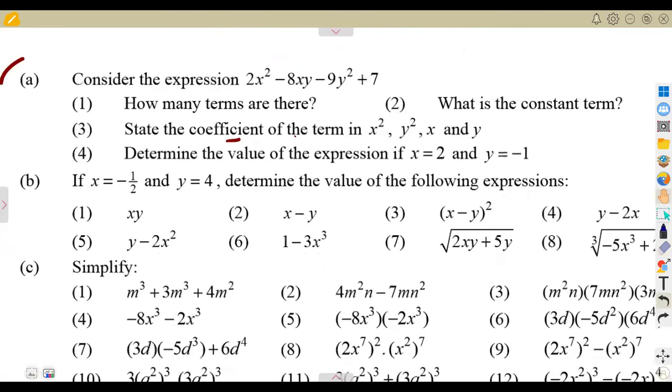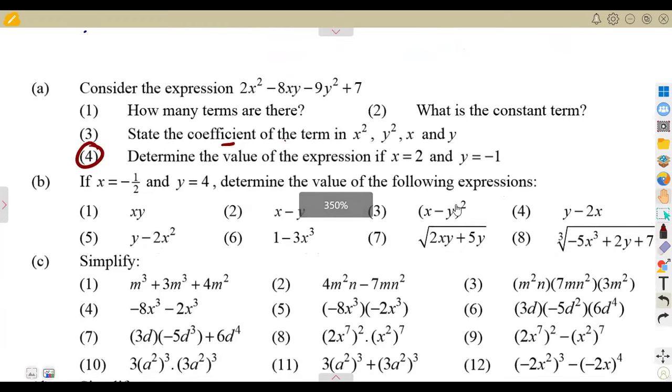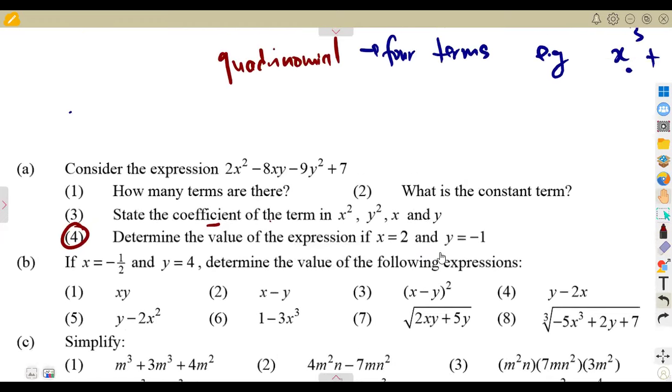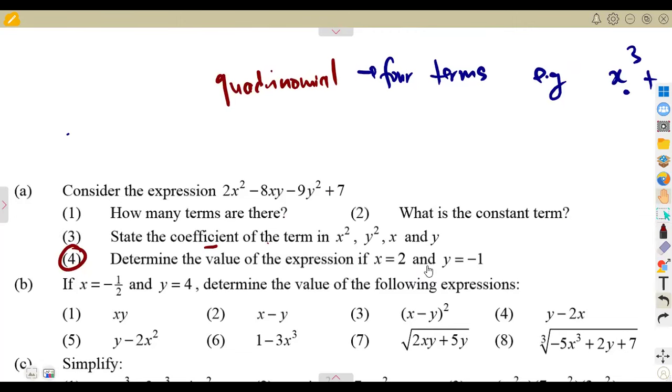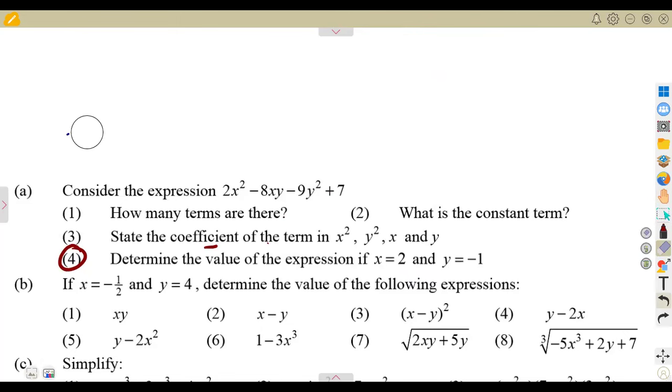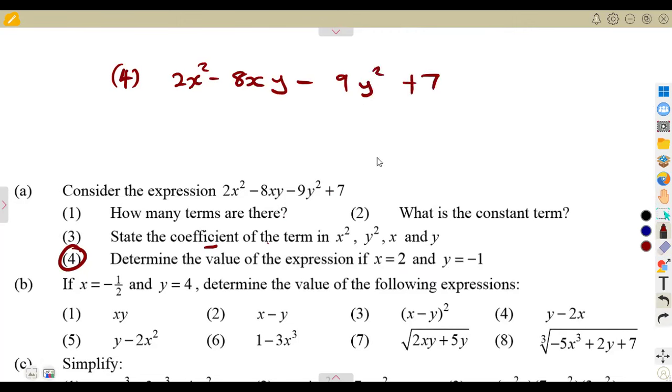Let's consider the other part that we are given of the same question, which is part 4. Determine the value of the expression, this same expression, if x is 2 and y is -1. So this one is just a substitution that you are going to do. So what are we simply having? The expression that you're given is 2x squared -8xy -9y squared plus a 7.